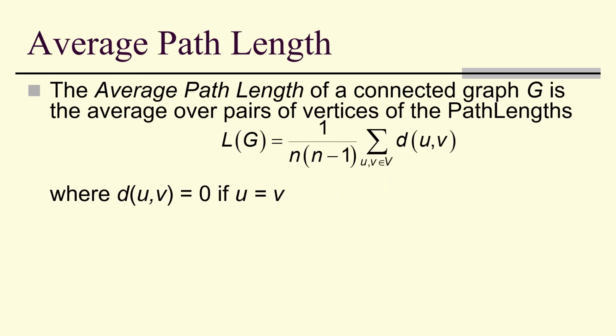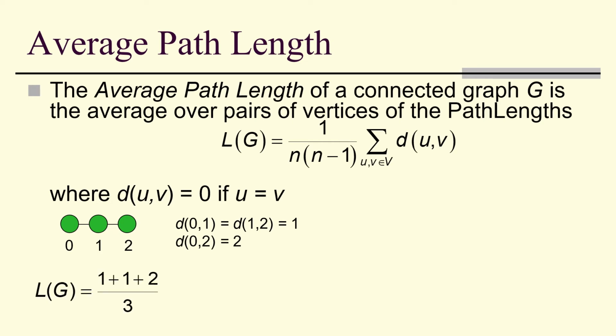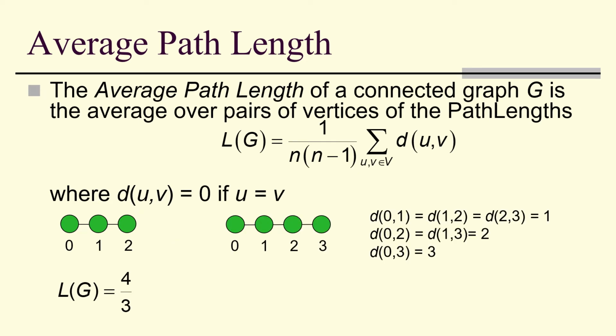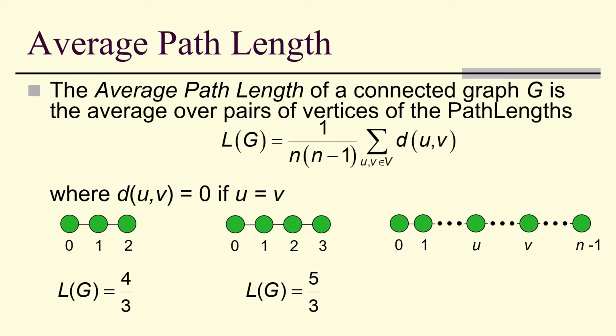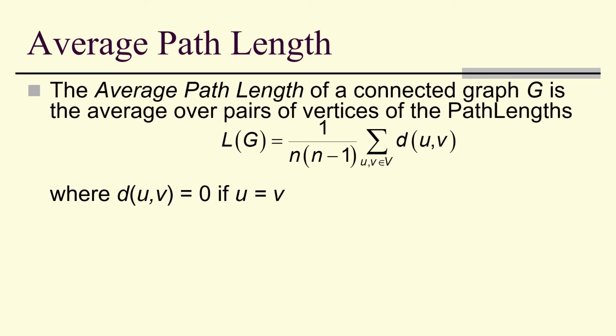The average path length is just the average over all pairs of vertices of the distances between the vertices. And if U and V are the same, you just define the distance to be 0. So here we have these distances, and we have the path length. The average path length here is 4/3. Here, the average path length is 5/3. And there's a pattern here. I'll let you think about it.